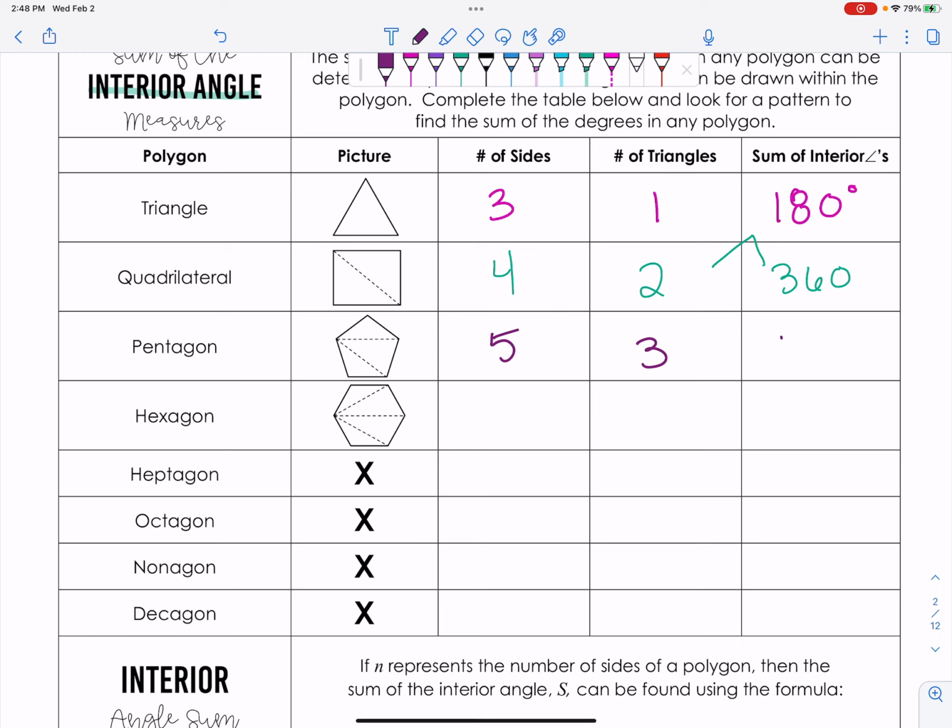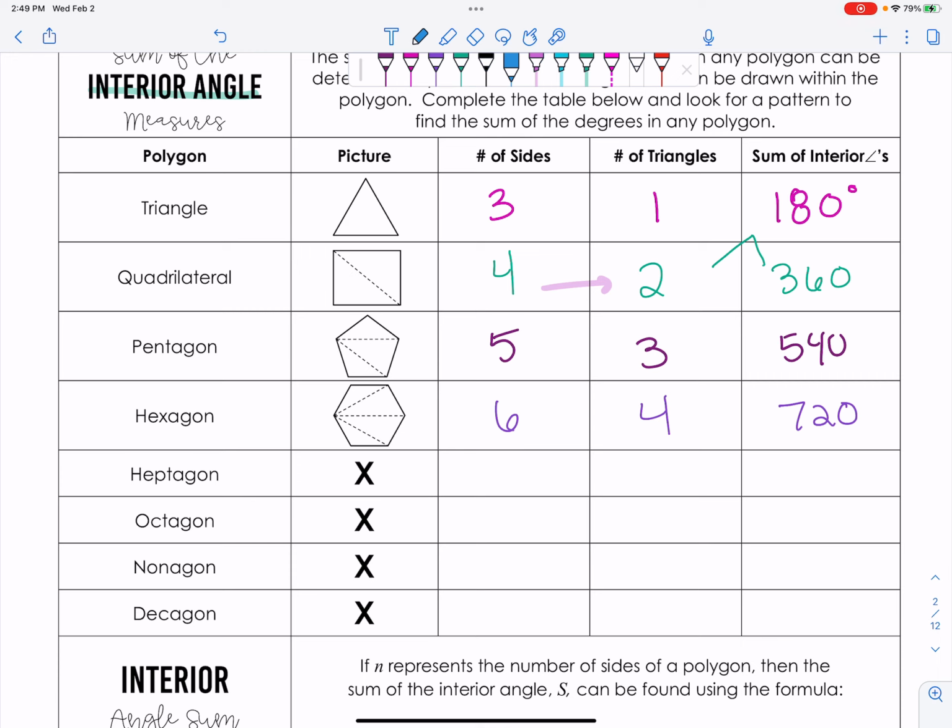3 times 180 is going to give me 540. A hexagon has 6 sides with 4 triangles. 4 times 180 is going to give me 720. Now, if you can see the pattern that has been created, the relationship between the number of sides and the number of triangles is that the number of triangles is 2 less than the number of sides. So it doesn't matter what size our polygon is, we can always find the sum of the interior angles using the number of triangles.